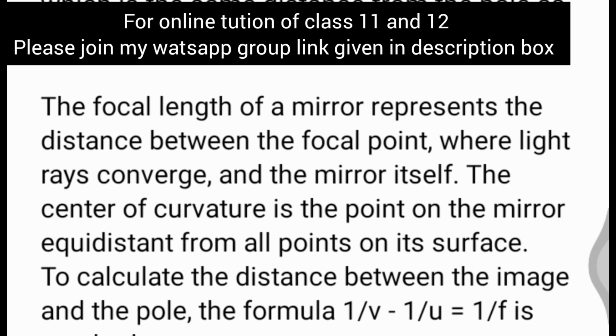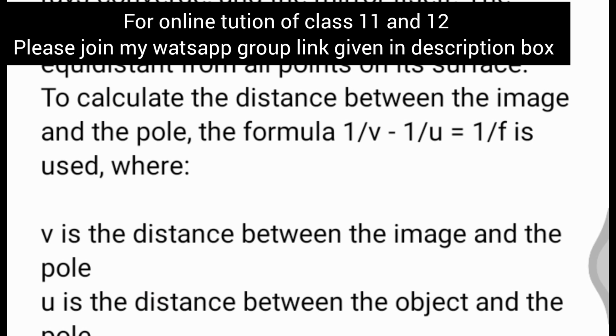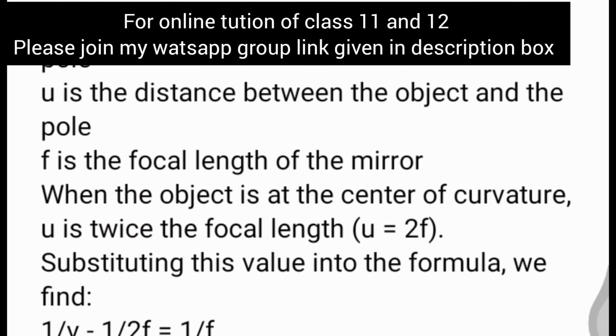To calculate the distance between the image and the pole, we have the formula 1 by V minus 1 by U is equal to 1 by F, where V is the distance between the image and the pole, U is the distance between the object and the pole, and F is the focal length of the mirror.